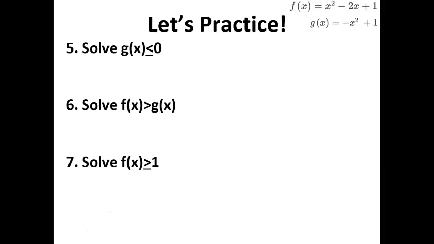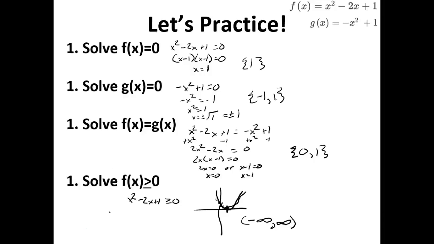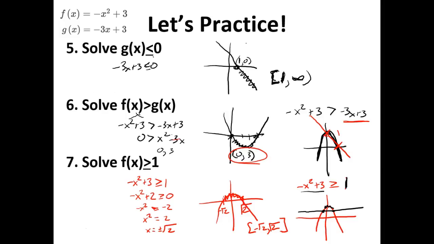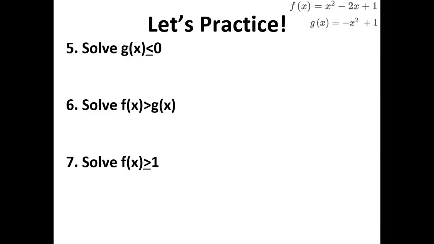So doing a little bit more of this, solve where g of x is less than or equal to 0. Well, if we think back, we already solved where g of x is equal to 0. It's at negative 1 and positive 1. So where this is equal to 0 is at negative 1 and positive 1. G of x is negative x squared plus 1.